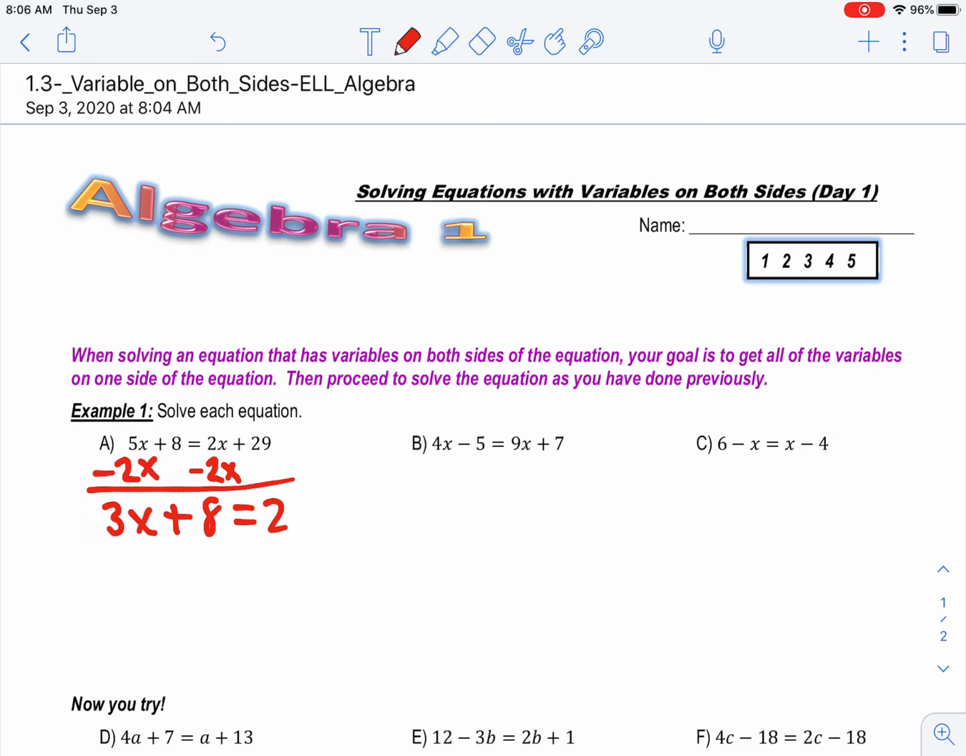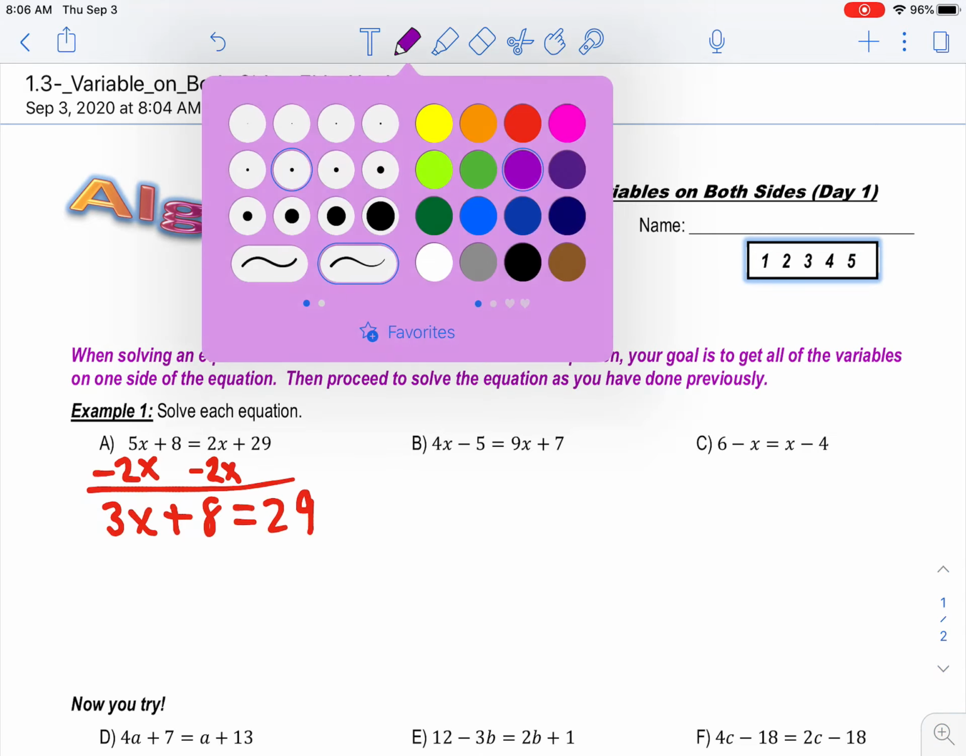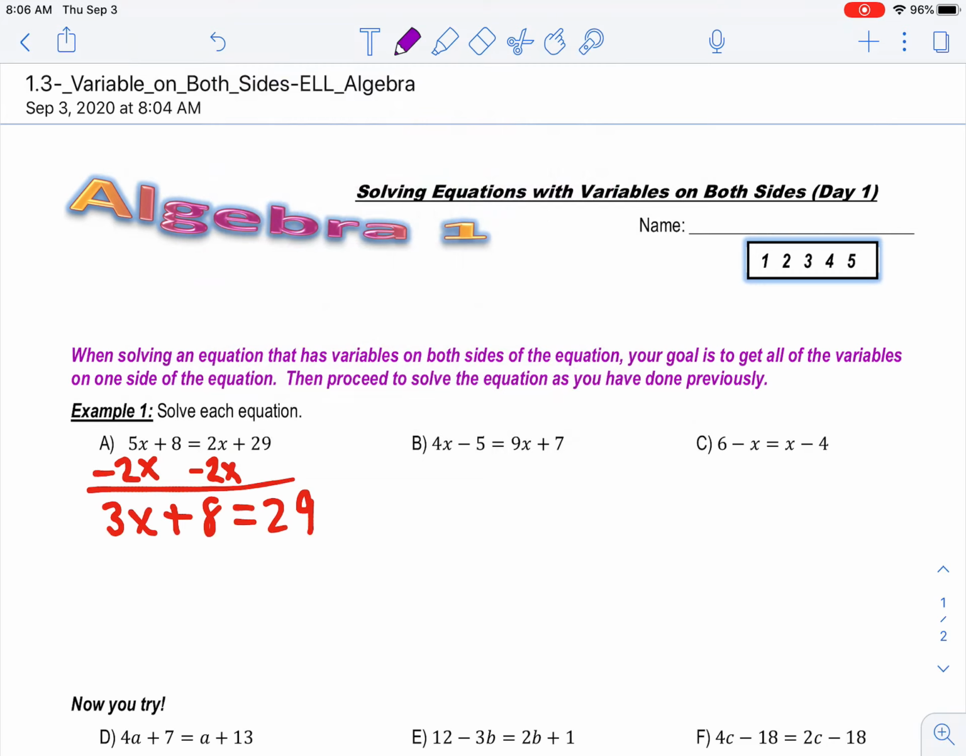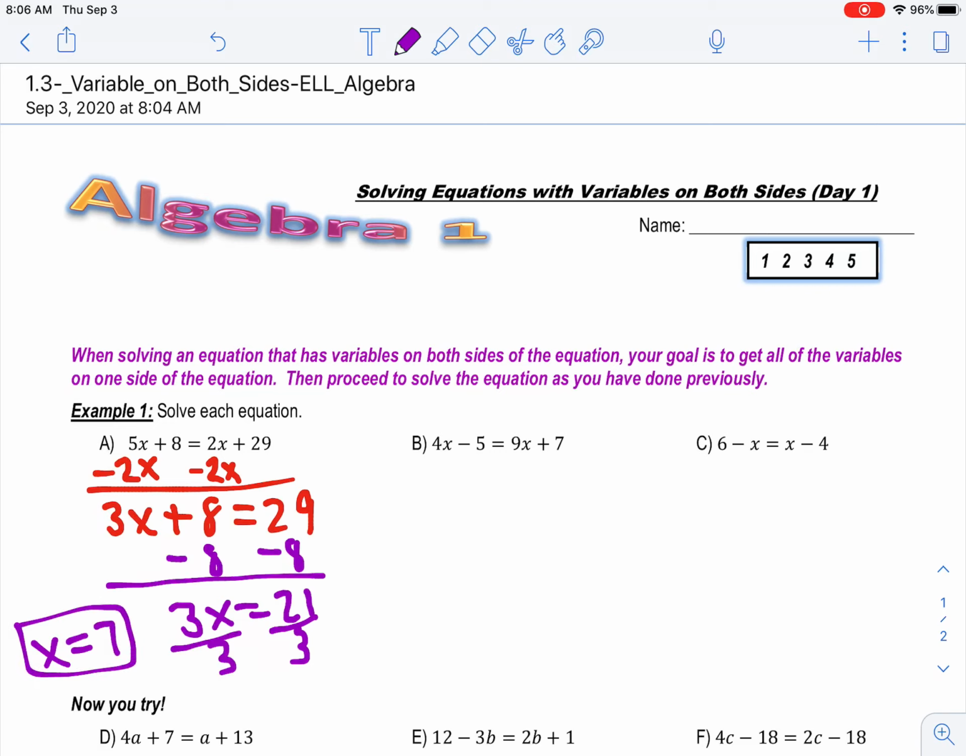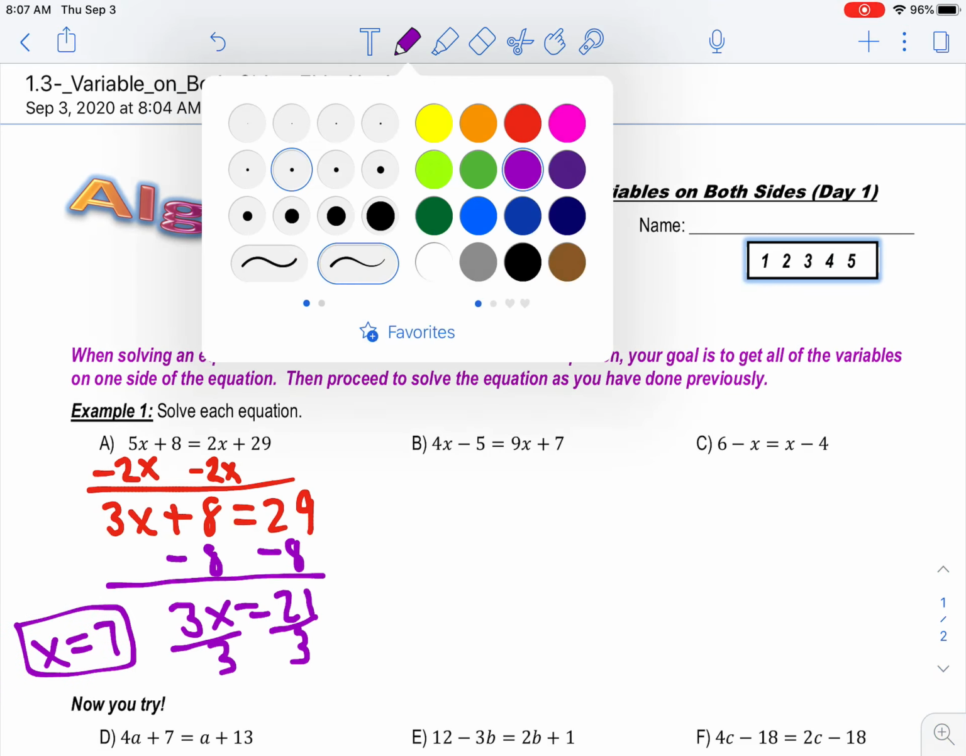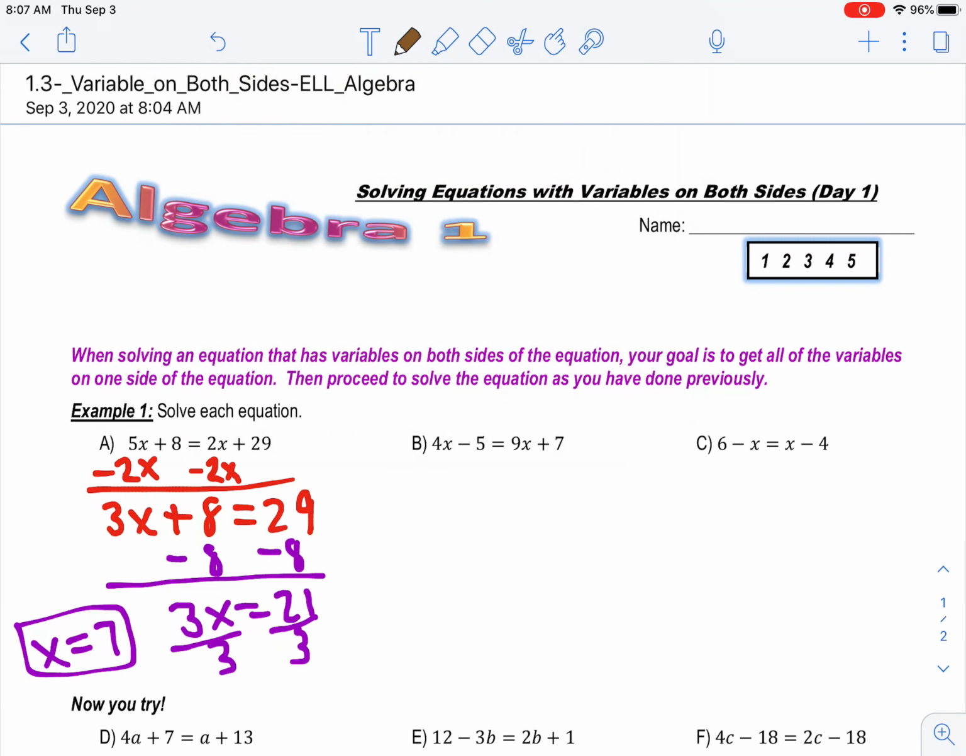Now you'll notice we have this into a two-step equation. Let's get our x by itself. I'm going to move the 8 to the right. So letters went to the left, numbers went to the right, and I'm left with 3x equals 21. If I divide by 3, it tells me x is 7. Again, I like to move my letter from the right side to the left and then work from there because I'm used to seeing it that way.